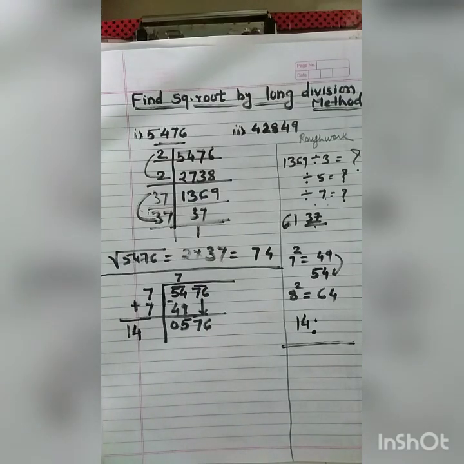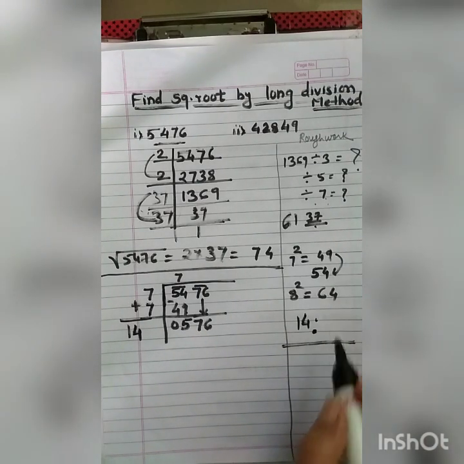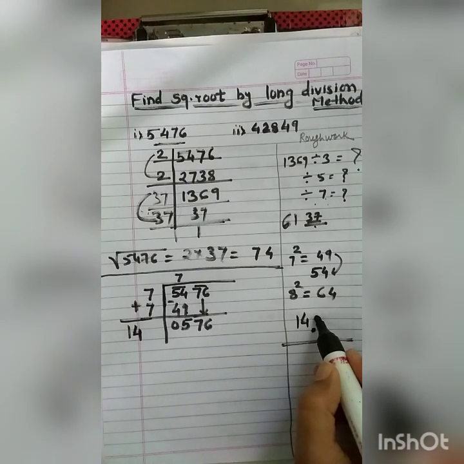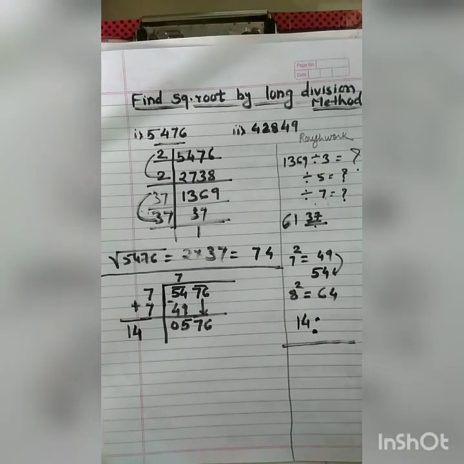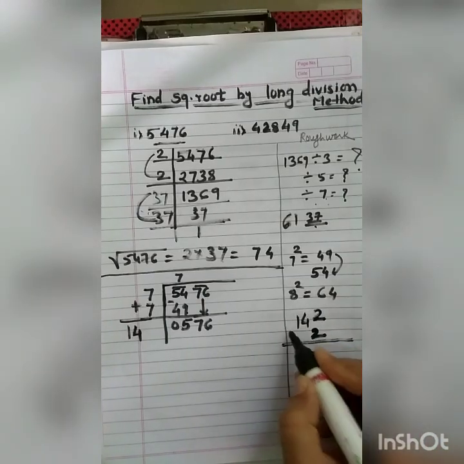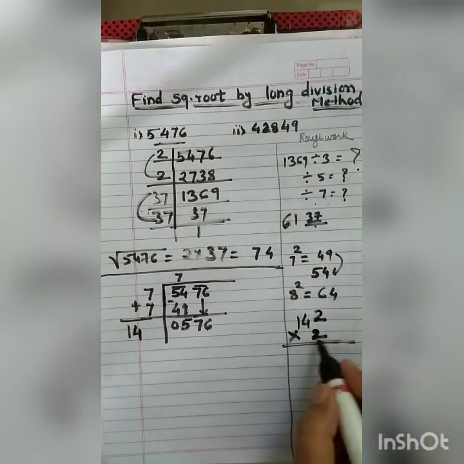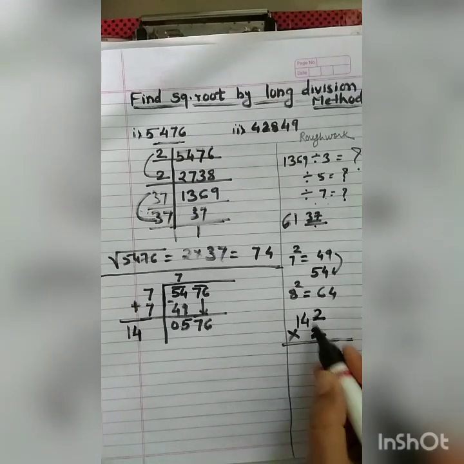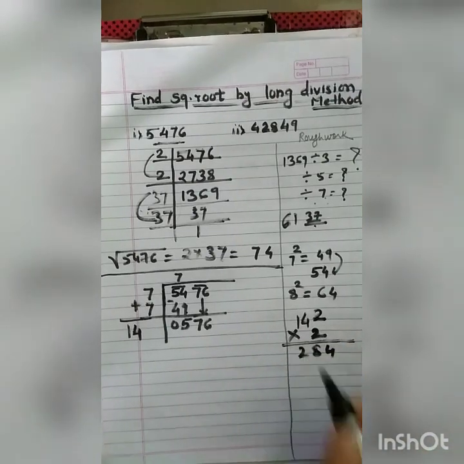We have to multiply by a number. So whatever number we take at this ones place, the same number we have to multiply. Suppose if I take 2 here, then I have to multiply by 2. By 2 what am I getting? 2 times 2 is 4, 4 times 2 is 8, 2 times 1 is 2, 284.